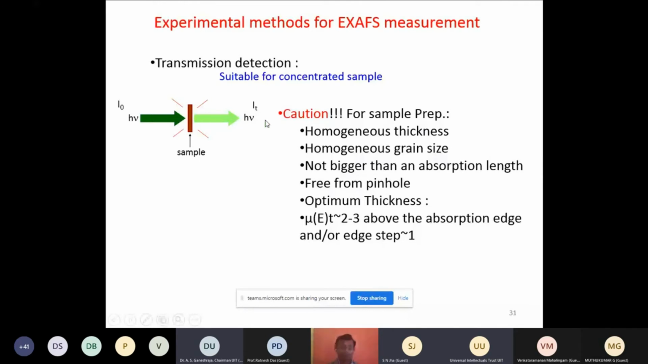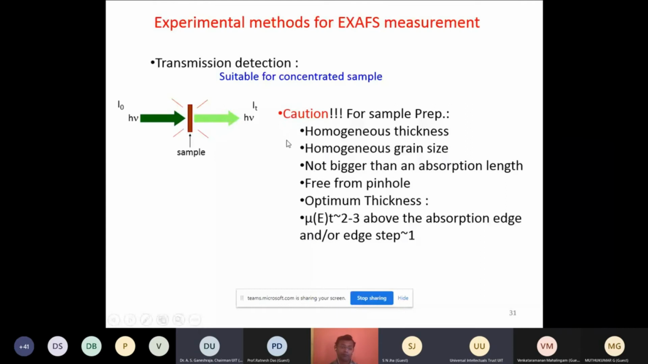But there is a caution for sample preparation, otherwise you will get artifacts in the recorded spectra. One must have a homogeneous sample thickness and also a homogeneous grain size, and the grain size should not be bigger than one absorption length. It should be free from pinholes, and it should have a very optimum thickness. Normally an edge step of 1 is advised for getting good spectra, but this mode is suitable only for concentrated samples.